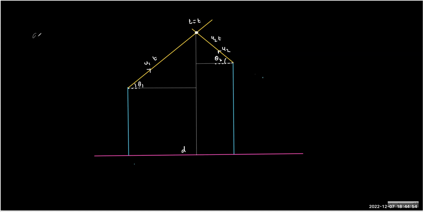So can we write d equals to u1t cos theta 1 plus u2t cos theta 2? Yes, sir. Because these are lengths. This is length, this is length. So the component of this here will be u1t cos theta 1, and this will be u2t cos theta 2. If you add these two, you get d, isn't it? Yes, sir. Is this clear to all of you? Yes, sir. So the things are very simple. We got the answer d equals to u1t cos theta 1 plus u2t cos theta 2.